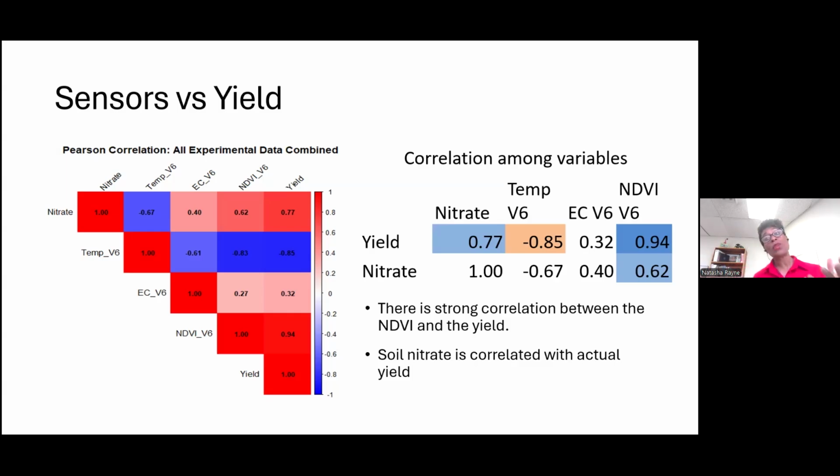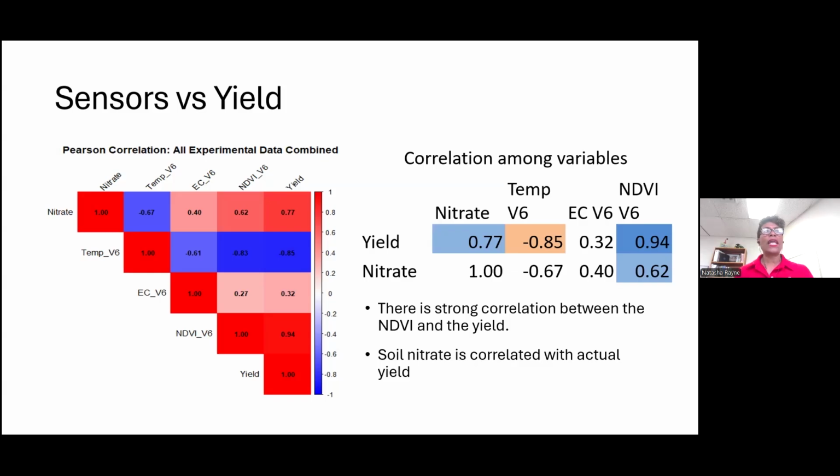So the NDVI is promising in that sense, right? We also see that negative relationship with temperature, between temperature and yield, and then temperature and nitrate. So definitely something that we want to keep exploring. And then electrical conductivity. So we'll look at all these variables again.